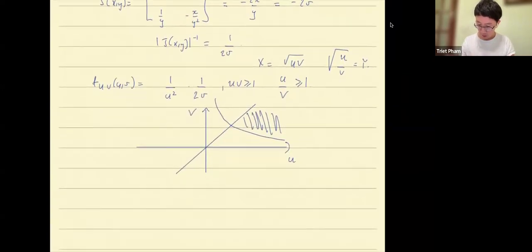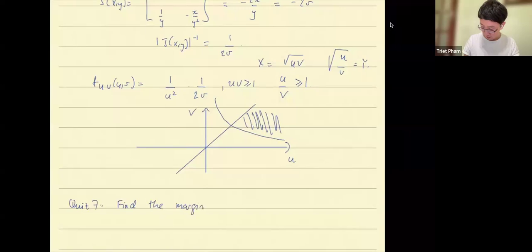Right. So quiz 7. Find the marginals in the previous problem.